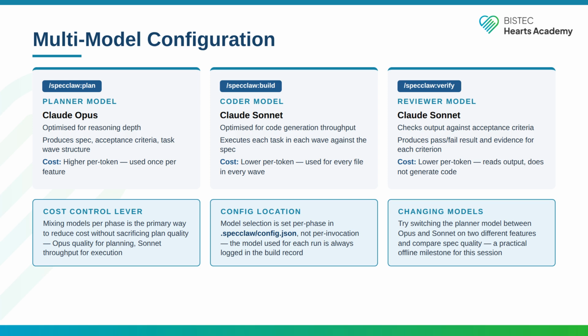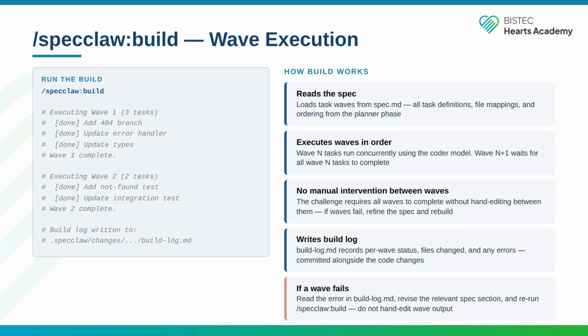Model selection lives in .speclaw/config.yaml and is logged in every build record, so you always know which model produced a given spec. /SpecClaw build reads the task waves from spec.md and executes them in order. Wave 1 tasks run concurrently using the coder model. When all Wave 1 tasks complete, Wave 2 begins.